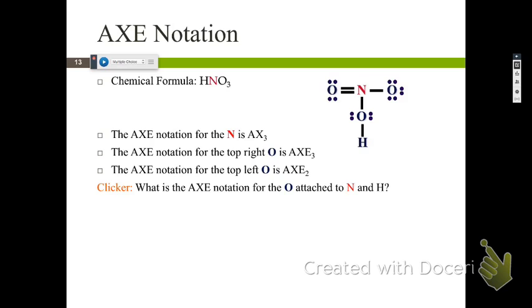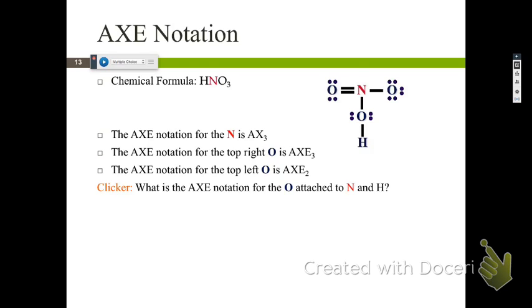So what do the A, X, and E stand for? If we're saying that the oxygen in the top right is AX1E3, what do the X's stand for? For this one, it has one X. What's the X? Bond. Single bond. How many bonding domains it has. What is the E? Lone pair. Number of lone pairs. So if we do 1 plus 3, that's a total of 4 domains. Steric number is 4.